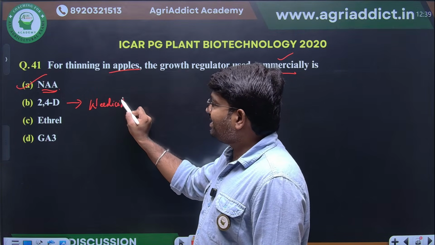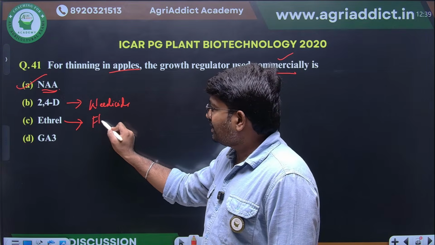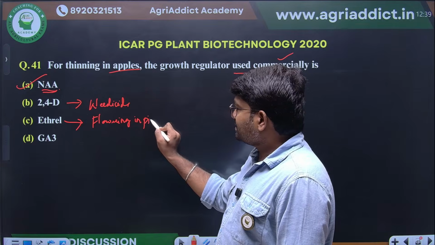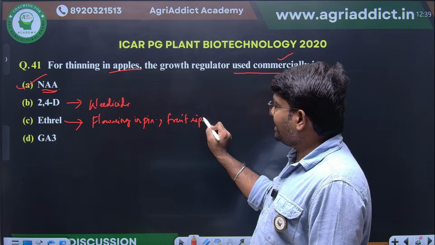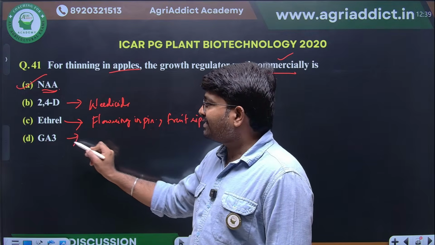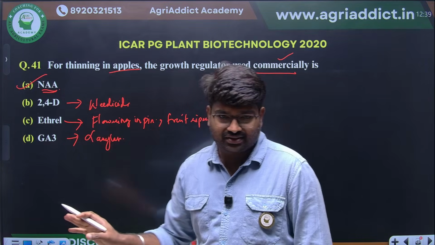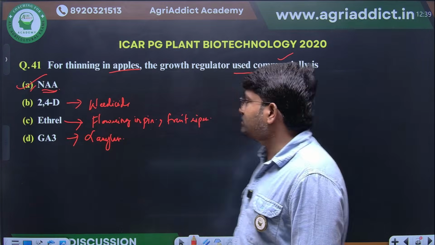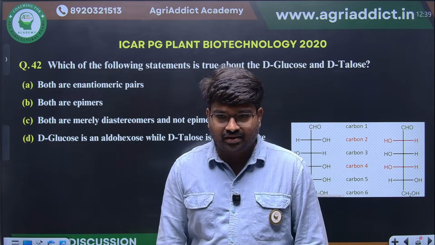Ethrel, what will it do? It's a trade name for ethylene. Flowering in pineapple will be promoted. Then fruit ripening. These are the major things. GA3 for internode elongation, alpha amylase activity. This will come. This is just for your revision. So for thinning, particularly they will use naphthalene acetic acid. Another important question from basics they are asking.